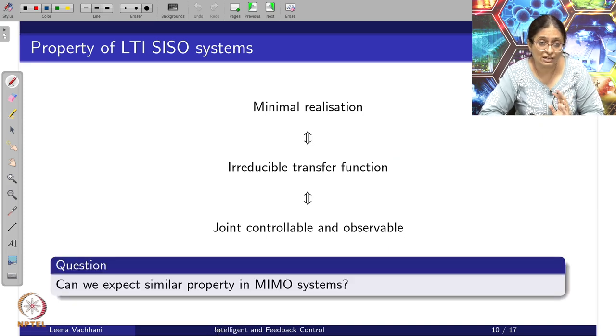Now, these are the properties of the SISO system. Can we expect similar properties in MIMO systems? So, in this video, I will give pointers to say that yes, it follows similar properties. There is a whole lot of mathematics behind it, but I will give you only the gist, or the flow of the proof, that says that minimal realization implies irreducible transfer function and vice versa, and irreducible transfer function implies joint controllability and observability and vice versa, is applicable on MIMO systems as well.